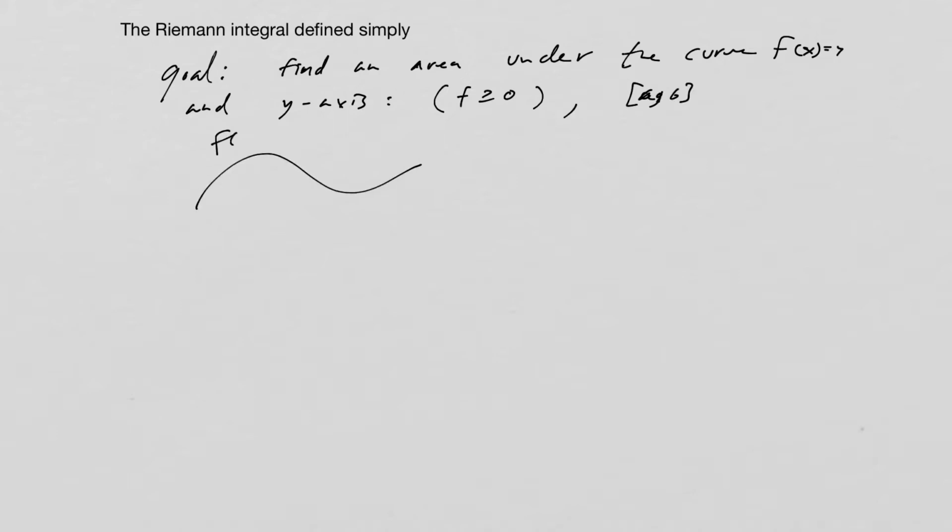Here's some f of x, and there are my axes right there. We have an a, and we have a b. And again, we'll assume for this video that f is greater than or equal to 0 for that interval, and we'll discuss what happens when that's not the case in a later video.